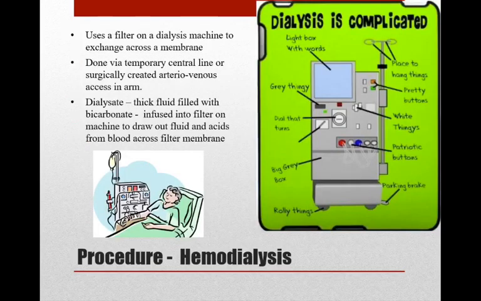We're going to talk a little bit about hemodialysis here. Hemodialysis is probably the one you're more common with. This is where we actually take the blood out of the body, filter it, and put it back in. It needs access to the blood as well. We can do a couple of different kinds of accesses, but instead of using our abdomen as a filter, we are using the dialysis machine as a filter. We still use dialysate, the thick fluid filled with bicarb, but it's infused into the filter, and it will exchange across a filter membrane on the machine.